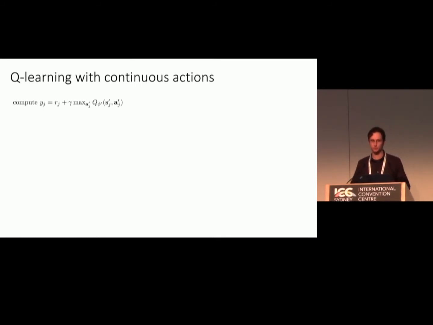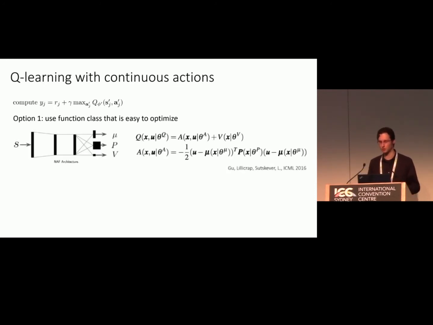You have to maximize your Q function with respect to some continuous value, which means that you can't just enumerate all possible actions and take the best one. There are a couple of ways that you can get this to work. One relatively easy one is to use a function class for Q that is easy to optimize with respect to A. A few possible choices here. One really simple one is to just use a Q that is quadratic in the action.